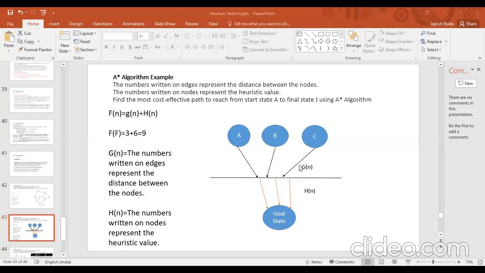So g of n and h of n are considered in A-star algorithm. These two parameters are not considered in previous algorithms. So this provides the total cost to reach our goal state. Okay.